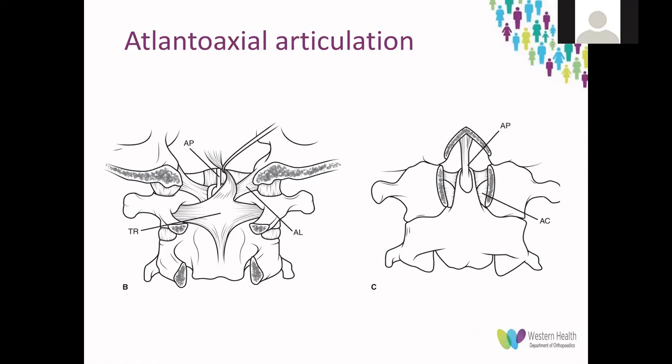helps with the rotation. The main ligaments there: marked AP is the apical ligament, which goes from the dens to the anterior portion of the foramen magnum superiorly; the transverse ligament; and AL, the alar ligament, that goes from the occipital condyles to the lateral dens and supplies that support as well.